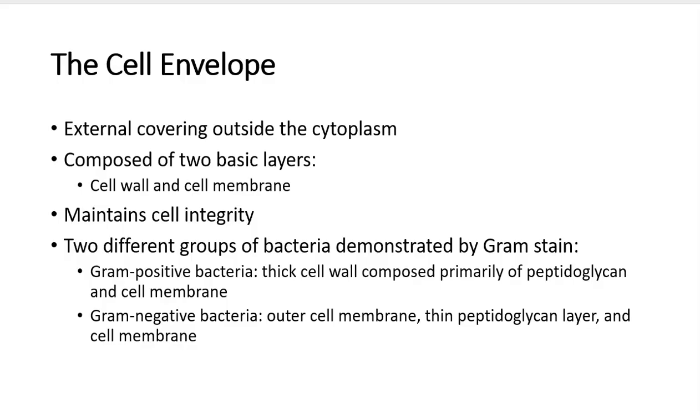It is made up of the cell wall and the cell membrane. Again, this is a cell wall, so it's different. It allows the cell to maintain its integrity. There are two groups of bacteria demonstrated by the gram stain, and there's a lab on gram stains, so you'll be getting in there. But you have gram-positive and gram-negative.